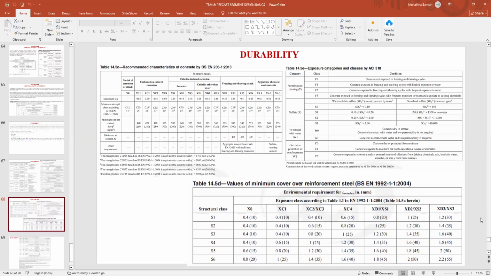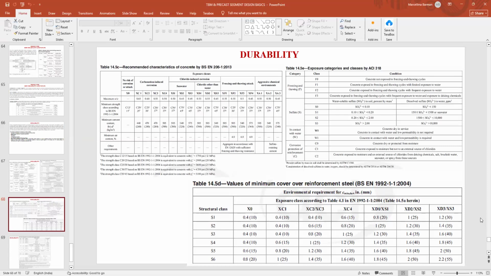And according to the exposure category, there is also a limit on the chemicals. There might be sulfate, chloride, or carbonate in my ground or in my water, but there is a limit, which is the allowable limit within which serviceability will be ensured. Another thing is what the cover over the reinforcement will be. For the different exposure classes, and according to the structural class, I specify the cover over the reinforcement.